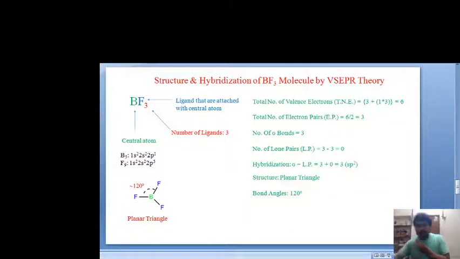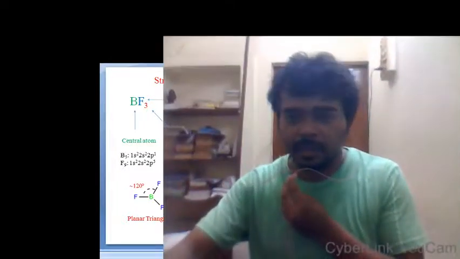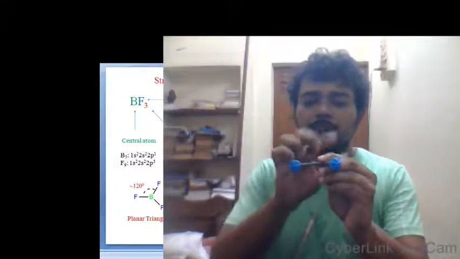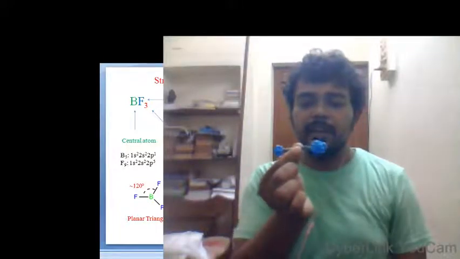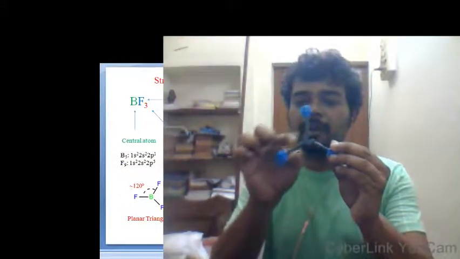Okay, and if we look at the crystal structure, what is the crystal structure of BF3? This is the BF3 structure. All these three fluorine atoms, the blue balls, are the fluorine atoms. Here the three balls are in the same plane, and the bond angle maintained is the 120-degree bond angle.